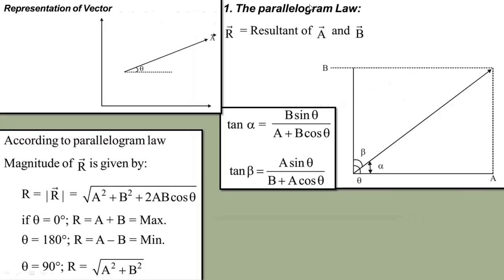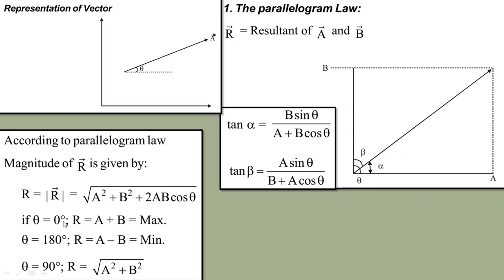Then the parallelogram law of forces. This is the parallelogram, and these are the two vectors, vector A and vector B. This vector is the resultant of these two, so R bar is the resultant of A bar and B bar. According to the parallelogram law, the magnitude of R bar is R = square root of A squared plus B squared plus 2AB cos theta, where theta is the angle between vector A and B.